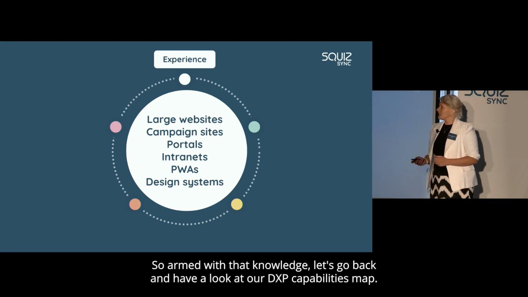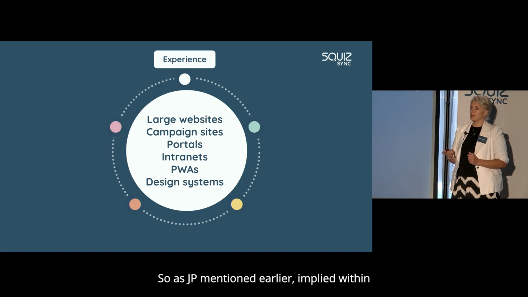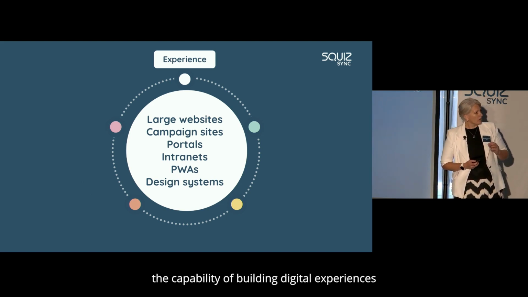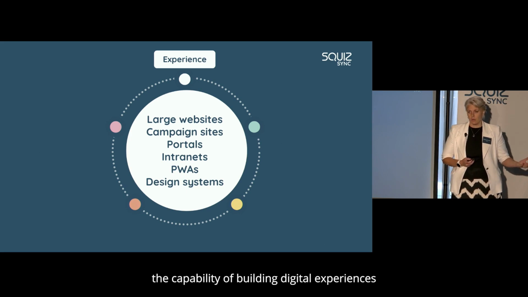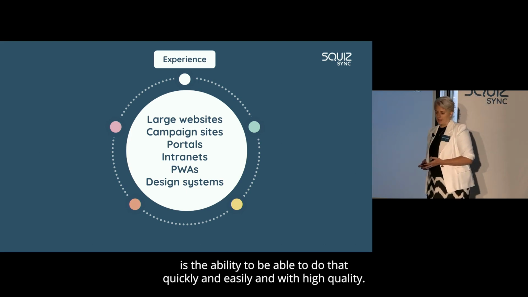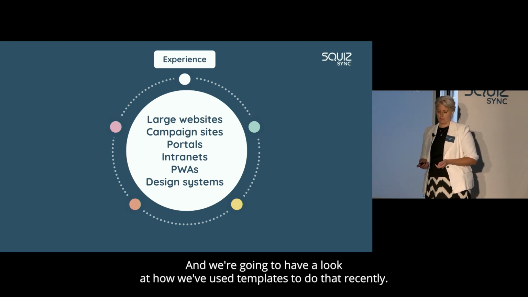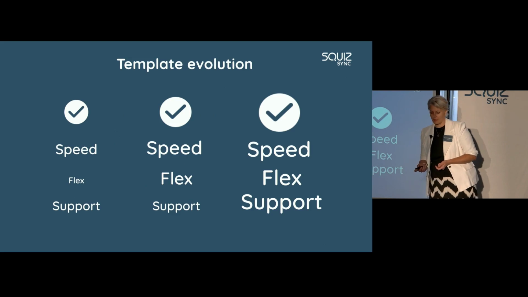So armed with that knowledge, let's go back and have a look at our DXP capabilities map. As JP mentioned earlier, implied within the capability of building digital experiences is the ability to be able to do that quickly and easily and with high quality. And we're going to have a look at how we've used templates to do that recently.